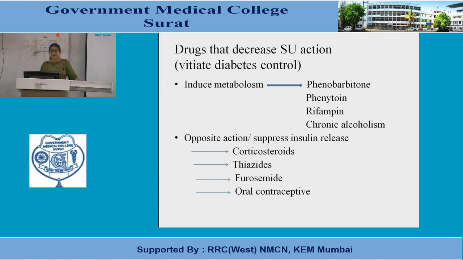Then there are certain drugs which have the opposite effect and suppress insulin release. In the last slides we discussed that sulfonylurea acts indirectly through the pancreas by increasing insulin release. The drugs which cause the opposite action of suppressing insulin release are corticosteroids, thiazides, furosemide and oral contraceptives.